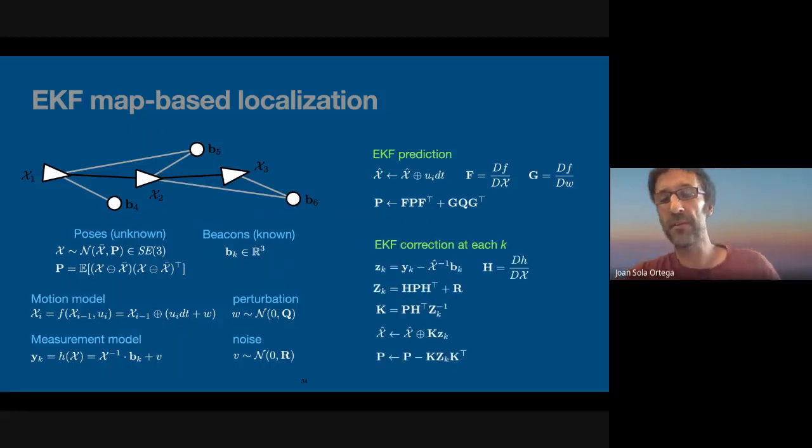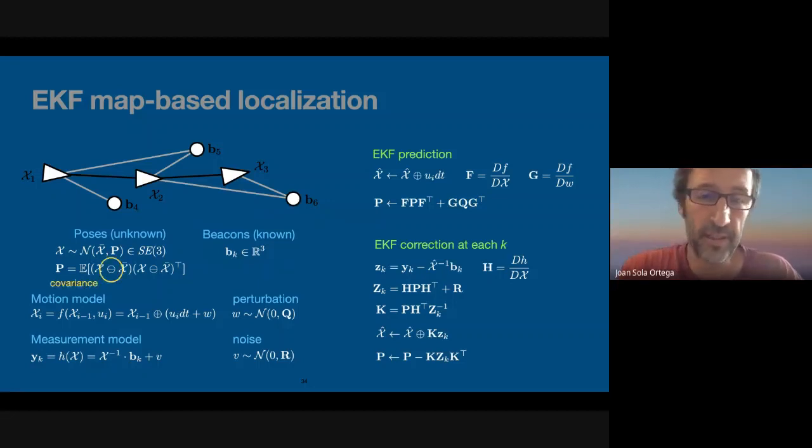Okay. For the correction, we take the measurement model, we compute its Jacobian H, and then we obtain the innovation z, which is the difference between the measurement y and the expected measurement x minus 1 b_k. We compute the covariance of this innovation, H P H transpose plus R. We compute the Kalman gain, P H transpose Z minus 1. And then we produce the update, x plus K z and P minus K Z K transpose. Okay, that's a Kalman filter. If you know the Kalman filter, you will find these formulas super familiar.